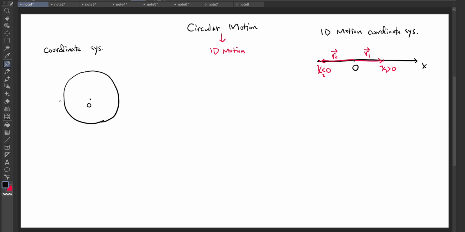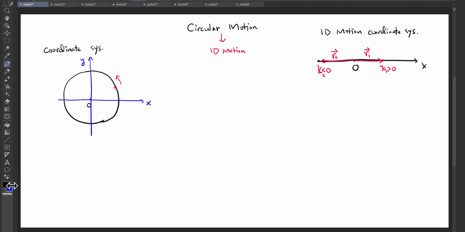And originally we think that we would need an x and y coordinate system to describe this object's motion. So now let's say that there's an object here moving in a counterclockwise direction, going this way. And you may think that we need both x and y. And indeed, that's true. We can use x and y coordinates to represent this object's motion. So let me build the coordinate system right now. That's x, that's y-axis.